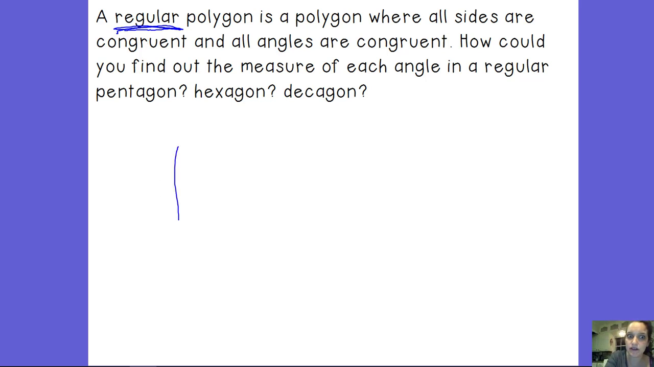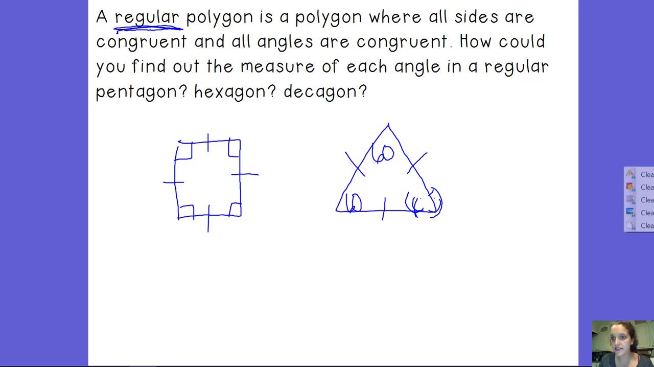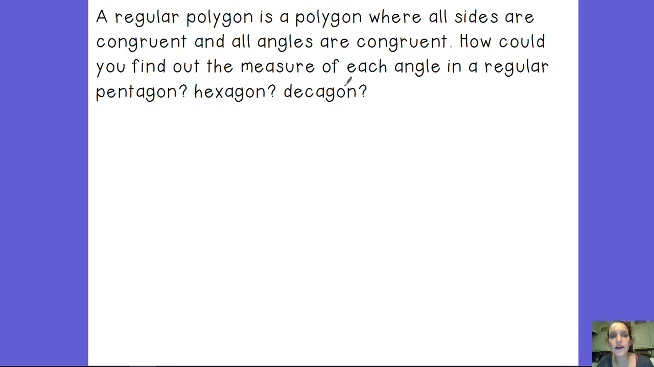So a couple examples of regular polygons that you're comfortable with are squares. All four angles are right angles, so all four angles are congruent to each other, and all four sides are congruent to each other. So a square is an example of a regular polygon. It's a regular quadrilateral. An equilateral triangle: 60, 60, 60. Equilateral triangles would be regular triangles. All three sides are congruent. All three angles are congruent.